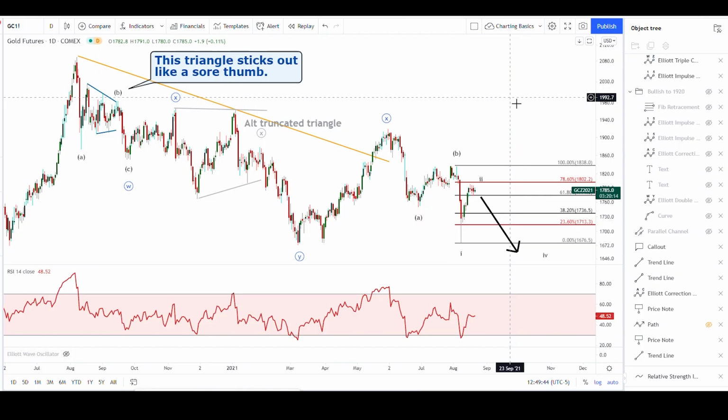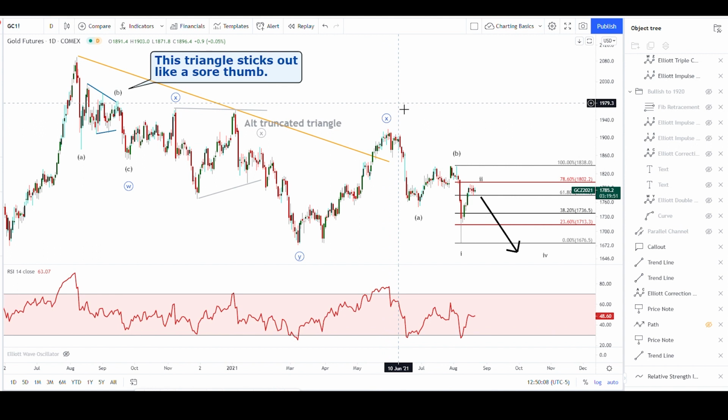Hi everyone, this is Jeremy with See the Waves, and welcome to this video on gold, where we're going to cover the Elliott Wave analysis. I'm going to start off with a bearish wave count for gold, and then later on in the video cover a bullish wave count for gold.